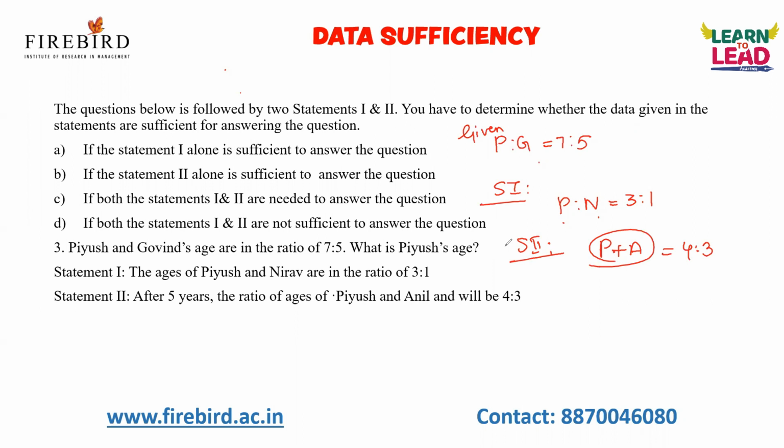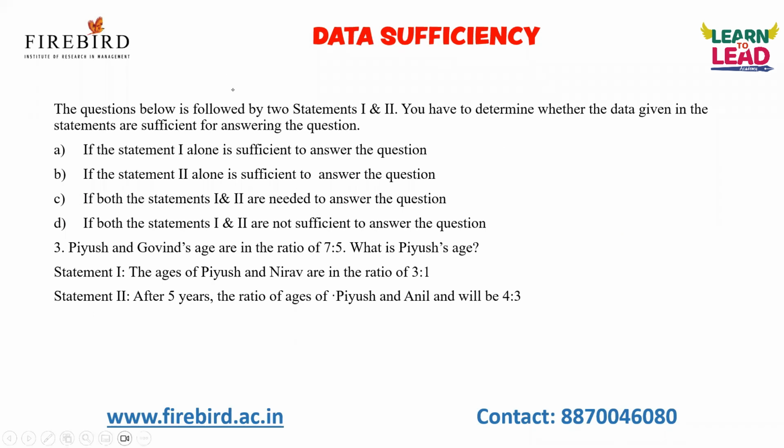So the basic logic is, if you have 1 unknown, you should have 1 equation. If you have 2 unknowns, you should have 2 equations. Right? So option D is your answer. Both the statements 1 and 2 are not sufficient to answer the question. Next.